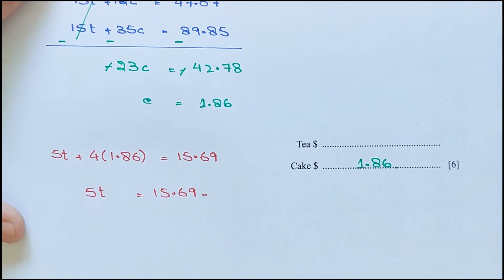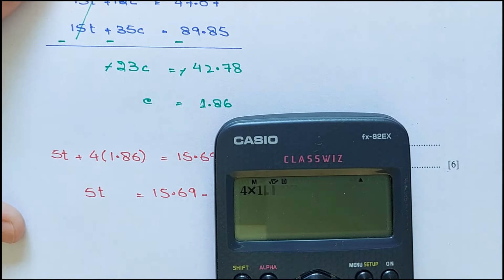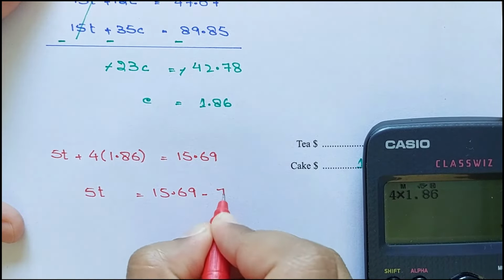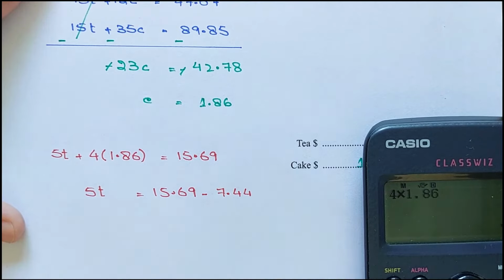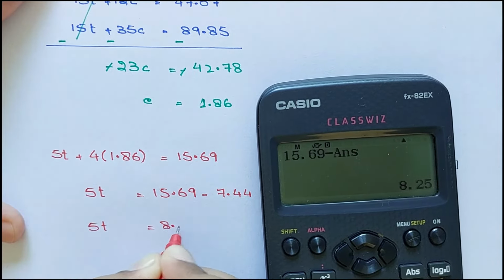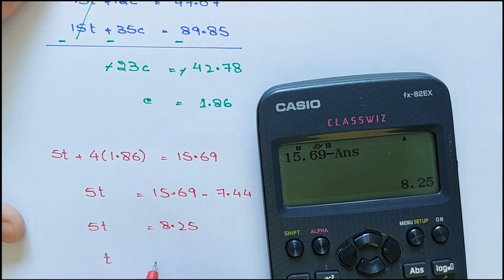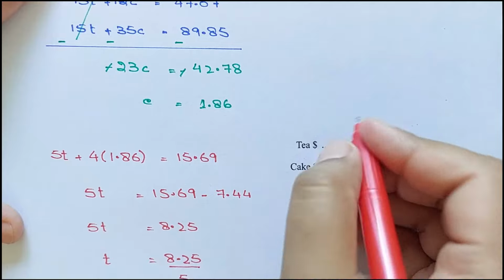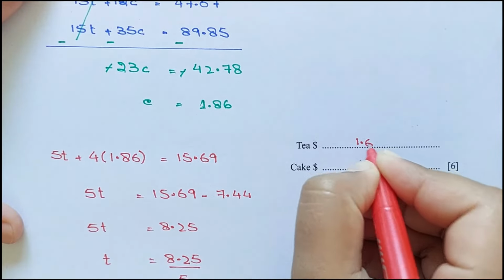subtract 4 times 1.86, which is 7.44. 15.69 minus that answer is 8.25. 5T equals 8.25. And what is T? 8.25 divided by 5 is 1.65, the cost of 1 cup of tea, $1.65.